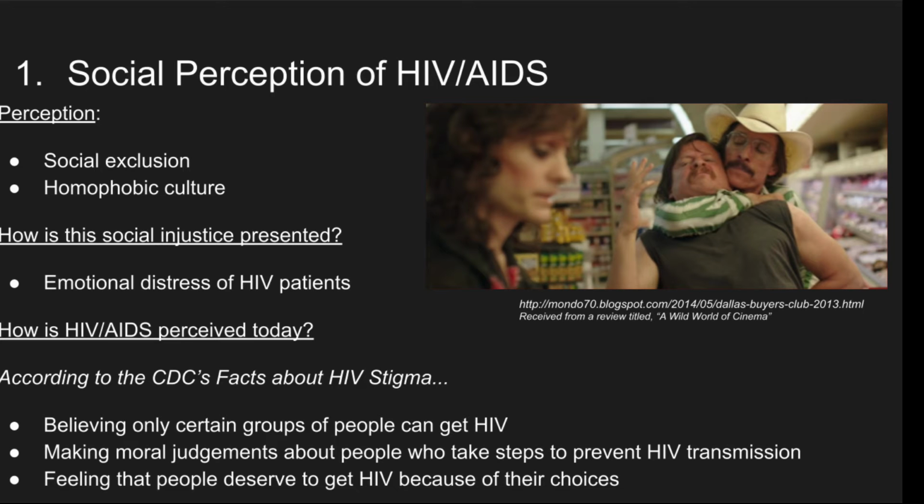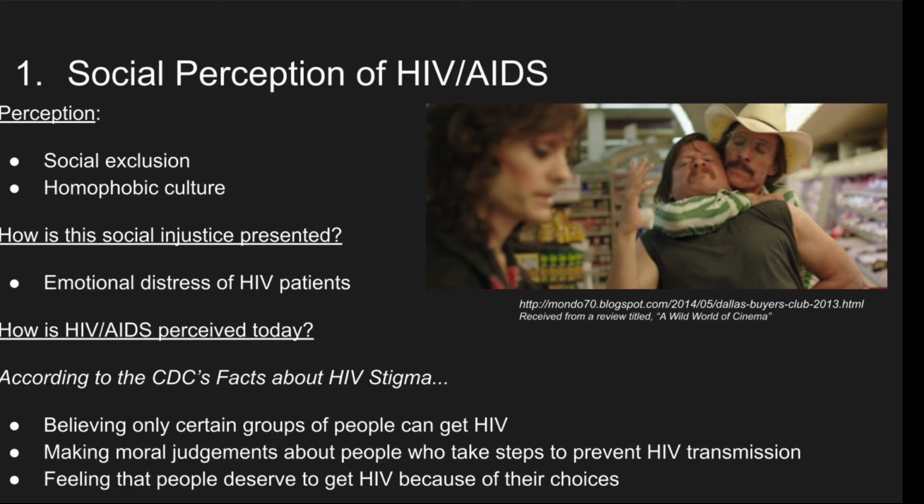And going more into the homophobic culture, his refusal to shake Rayon's hand contributes to the idea of how HIV and AIDS is socially perceived due to the misinformed understanding of how the virus is transmitted, especially due to the large concentration of the virus being present in certain targeted lifestyles, they create certain homophobic notions of what it means to be a part of the LGBTQ plus group. And this social injustice, the exclusion, the homophobia, is shown through the emotional distress of HIV patients, specifically through the 5 stages of grief which Ron goes through.